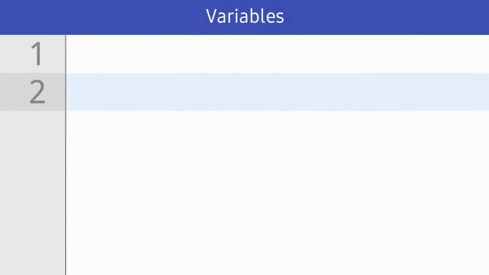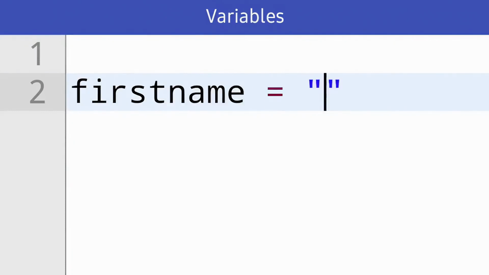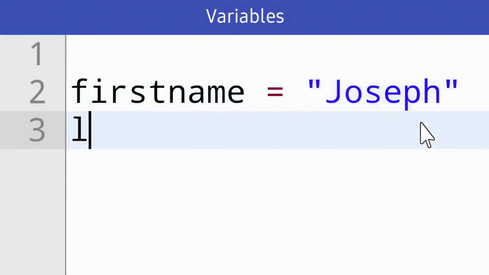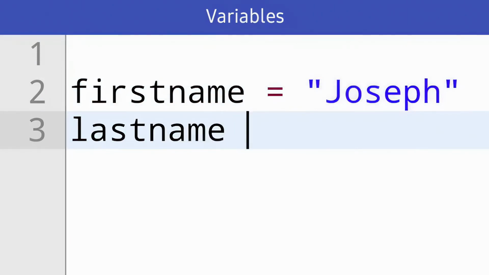And in Python, creating a variable is very easy. You can simply create a variable by using the equal sign, like this. So here, the variable name is first name, and the value that I'm assigning to the variable is Joseph. And we're just using the equal sign to give this variable the value Joseph. Let's create another variable. We'll call this one last name, and we will give it the value Hugh.